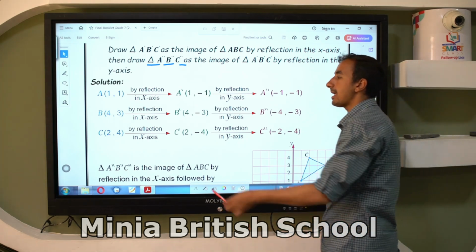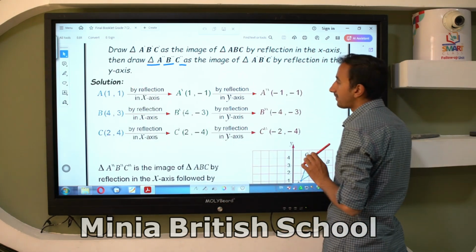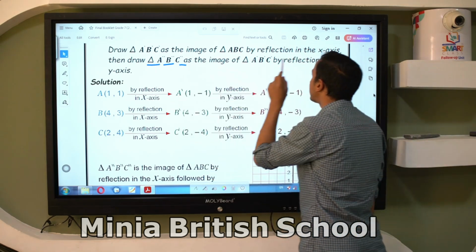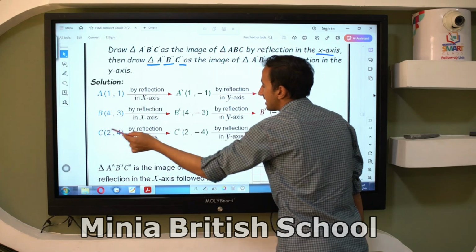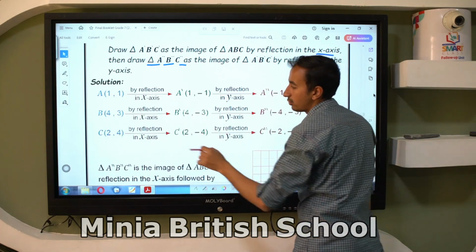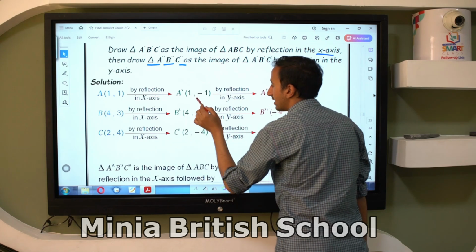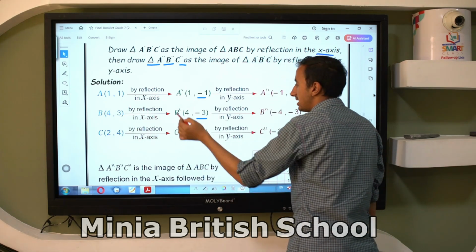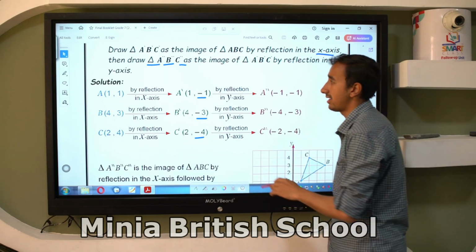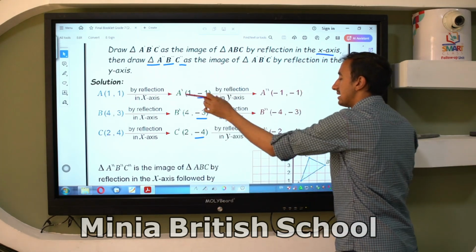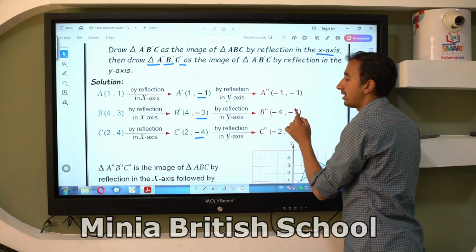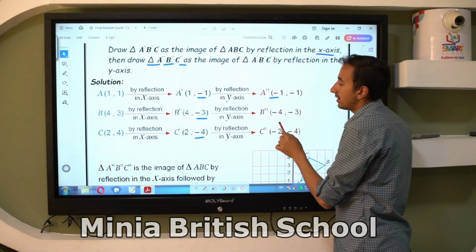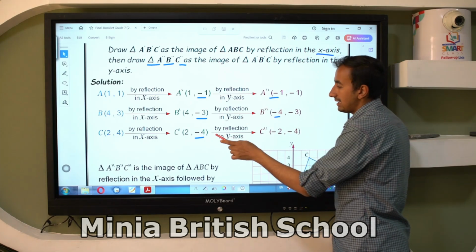So we have here A, B, C. Write the points. Reflection on the x-axis keeps the x the same: 1, 4, 3, 1, 4, 2 stay the same, but the y changes: 1, negative 1, 3, negative 3, 4, negative 4. Here A', B', C'. Followed by the reflection on the y-axis, which keeps the y the same: negative 1, negative 3, negative 4, and here 1, negative 1, negative 4, negative 4, 2, negative 2.